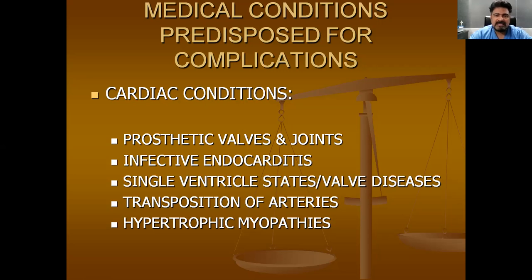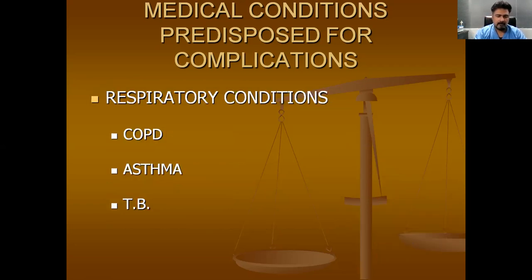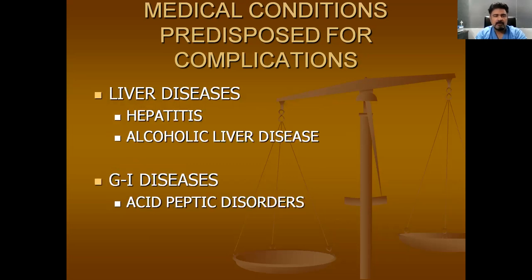So if the patient is having prosthetic valves and joints, infective endocarditis, then single ventricle states, valve disease, transposition of arteries, hypertrophic myopathies, then hypertension, ischemic heart disease, arrhythmias, respiratory conditions like asthma, tuberculosis, liver disorders like hepatitis or alcoholic liver disease, and in GI disease, acid peptic disorders.